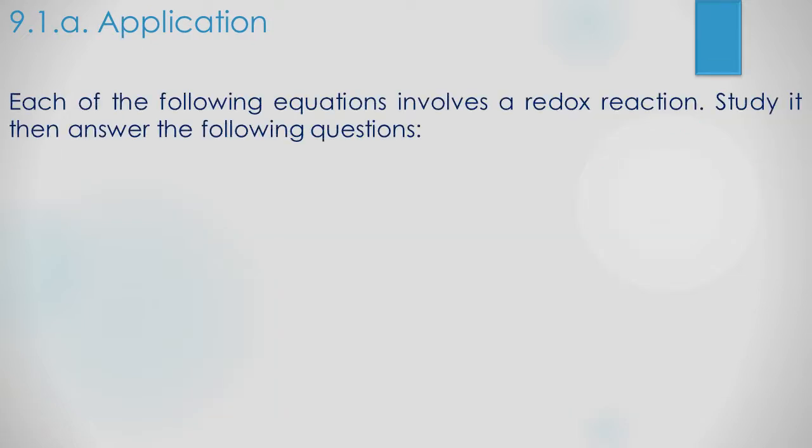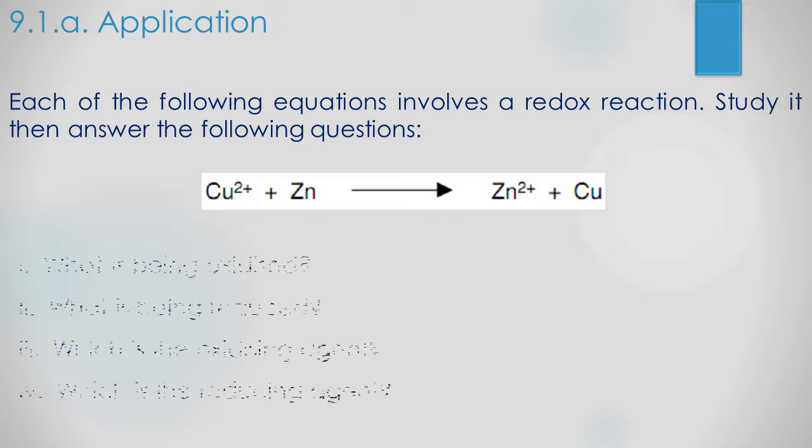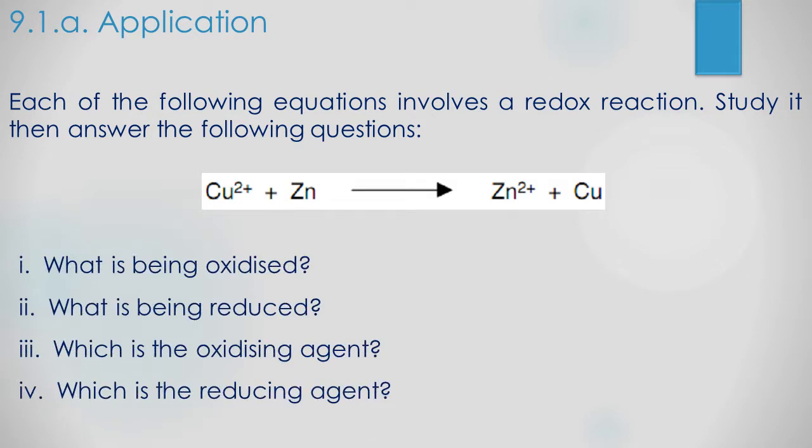Application. Each of the following equations involves a redox reaction. Study it, then answer the following questions. So you have Cu²⁺ reacting with zinc to form Zn²⁺ and Cu. What is being oxidized? As you can see, zinc is losing the electrons, so therefore zinc is being oxidized, so Zn.